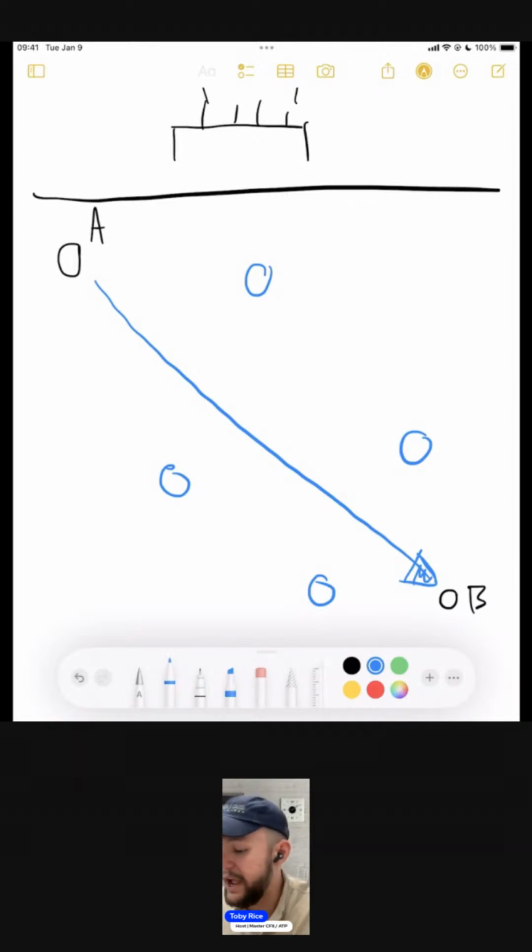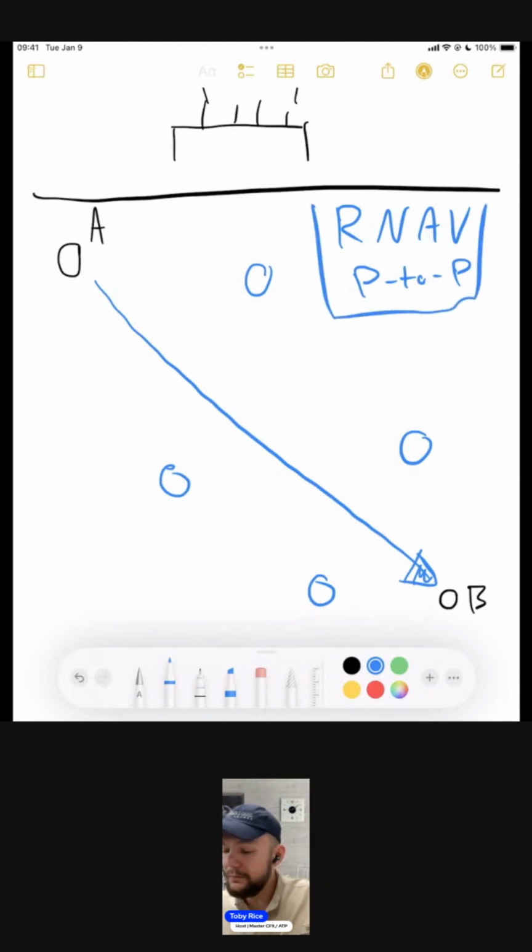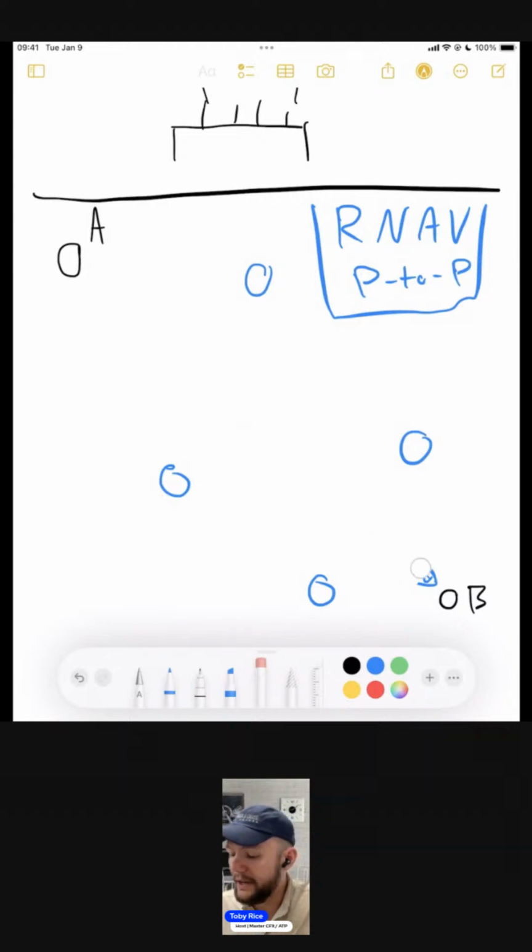RNAV stands for Area Navigation. It's where you're able to navigate point to point using technology in the airplane. Old style RNAV consists of a VOR receiver with a little computer that uses VOR navigation technology to artificially move VORs to a position where the airplane's receiver thinks the VOR is wherever you put it. Now you're wondering, what in the world is he talking about? Well, I'm going to explain it to you now.